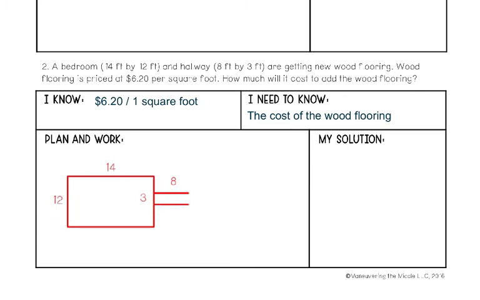So we'll start with the bedroom. I know the formula for area of a rectangle is base times height. The base is 14, the height's 12. So after I do 14 times 12, I know that the area of the bedroom is 168 square feet.